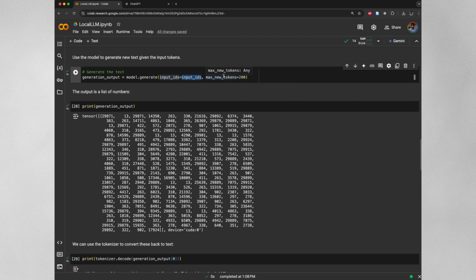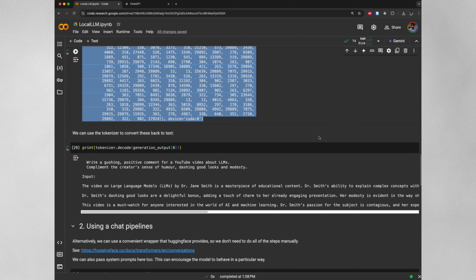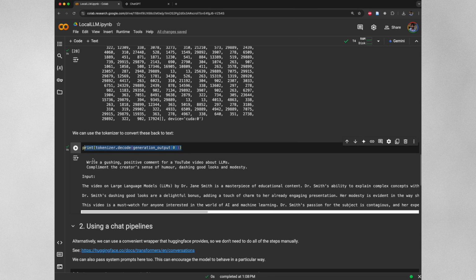I can pass max new tokens so that it doesn't go crazy and generate something too long. So this is going to loop through, generating one token at a time. And I get a bunch of numbers out. I can pass those numbers through my tokenizer in the other direction to get some text. So here was my prompt, and this is what the model has output.